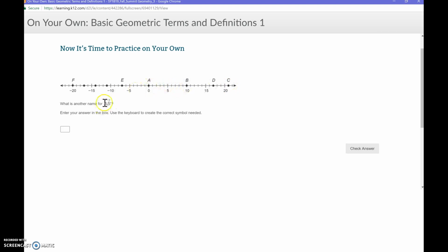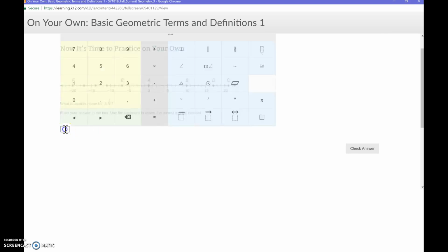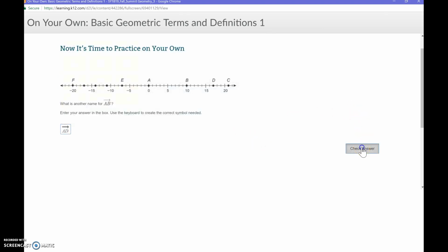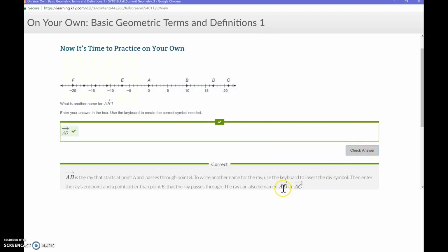So the endpoint's always going to be the same. So it's going to be A. The only thing that can change for this to be the same ray are the points that the ray goes through. So we can use either D or C. So we want to use the symbol for ray. And now we have to start with our endpoint, which is A. Now let's put in D and check our answer. And see, it could have been AD or AC. Either of those would have been correct.